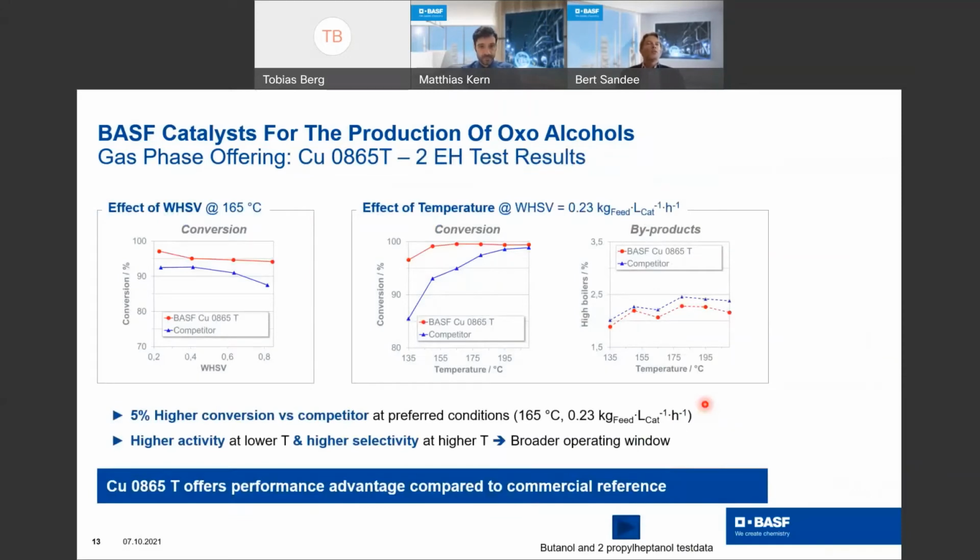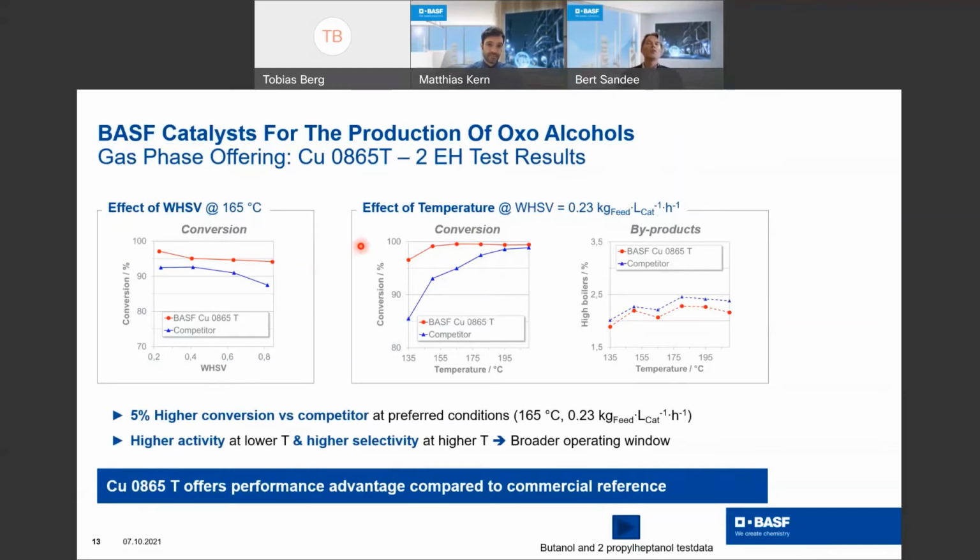I will start on the left-hand side here of this slide. We started looking at what would be the conversion of our catalyst versus that of the competition as a benchmark at the hotspot temperature of 165 degrees upon varying the flow. And what you can actually see in that range between 0.2 and 8 WHSV is that, grosso modo, the BASF catalyst is around about 5% higher in conversion, and having it at that lower bulk density. So this is a nice first result.